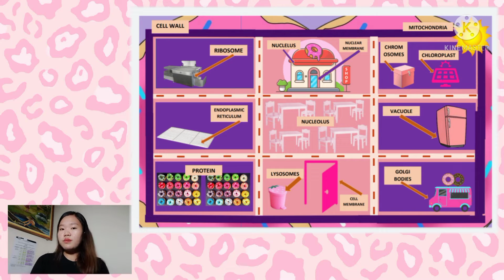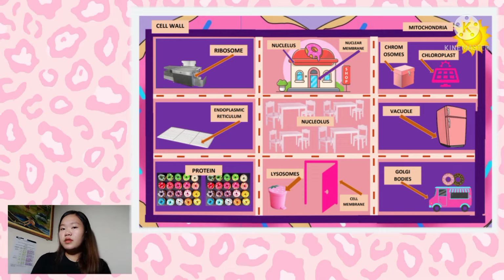The next one is the ribosome or the fryer. The fryers cook donuts in the same way as ribosome accomplish protein synthesis. The next one is the endoplasmic reticulum or the cooling rack. The cooling rack helps transport the donuts just like the endoplasmic reticulum is the transport system inside the cell.